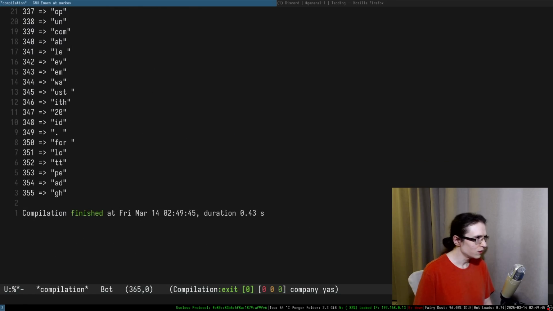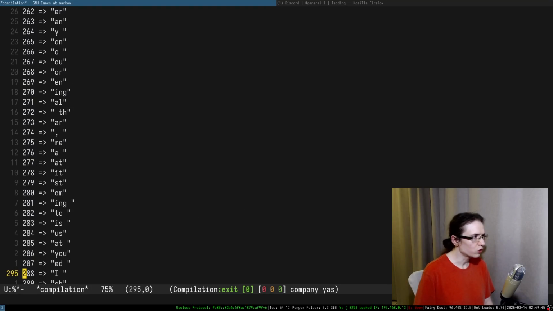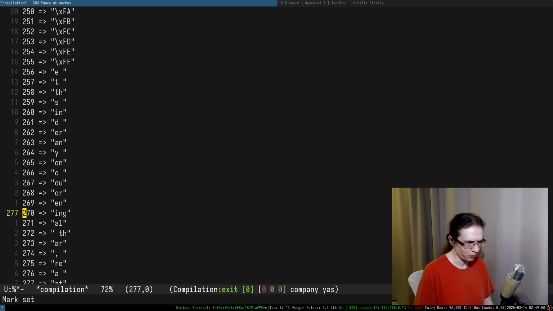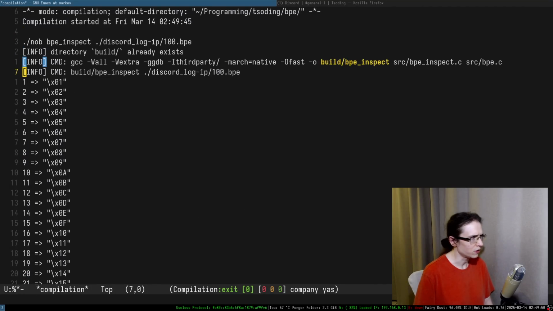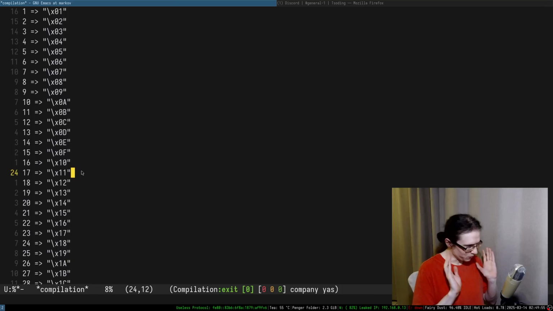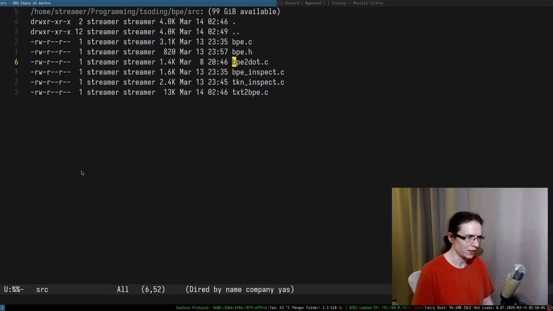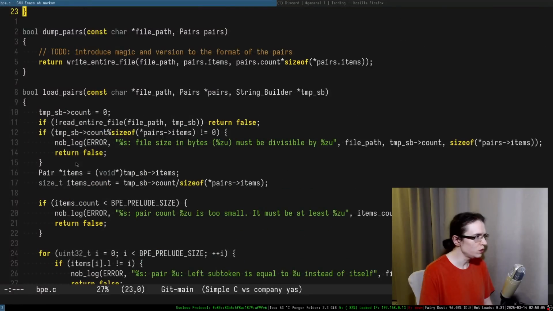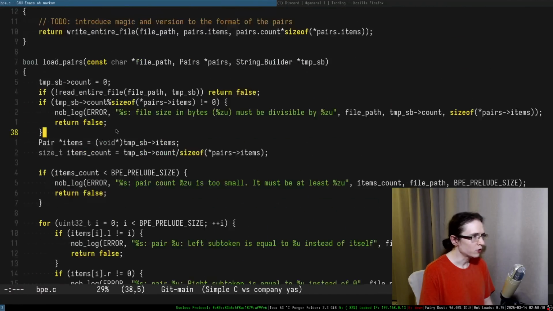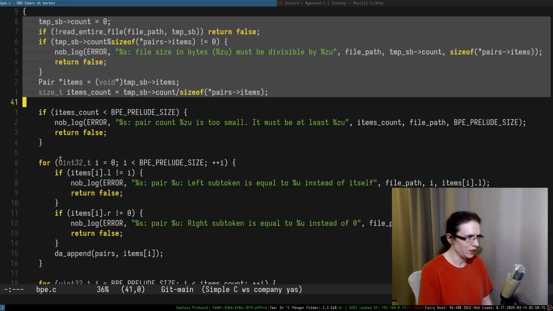Does it make sense? Okay, so there are pretty much the same tokens, it's just faster. And the fact that BPE inspect managed to load it up means that the indices are in correct states, because BPE inspect does a bit of verification when it loads this kind of thing. Let me see, when you load the pairs, look how much verification it actually does. It verifies that the size of the file is correct.